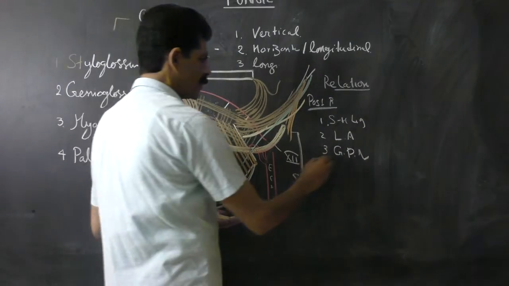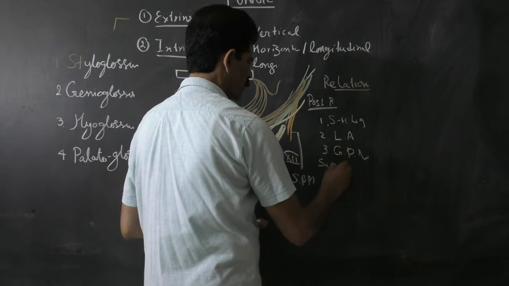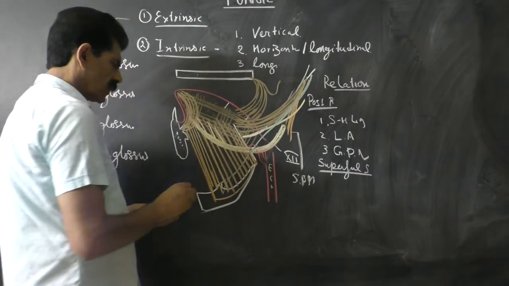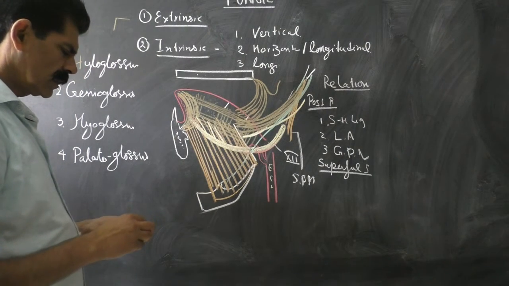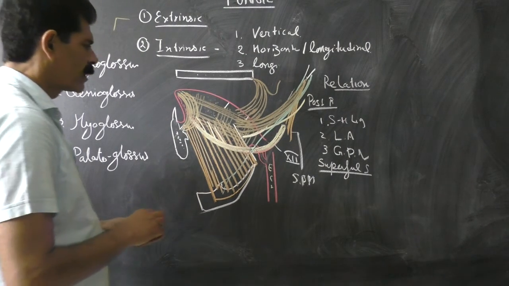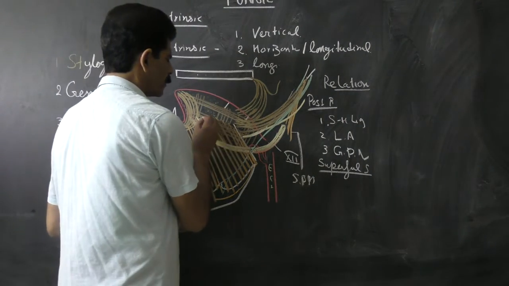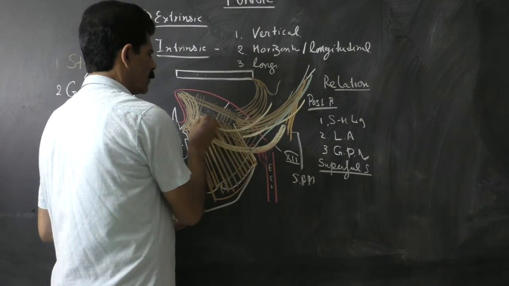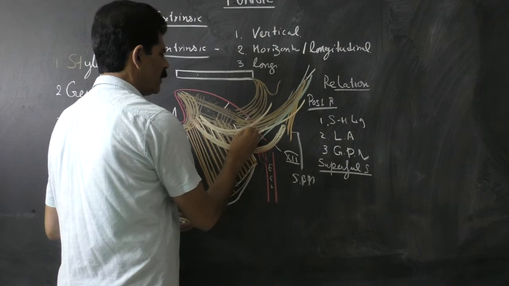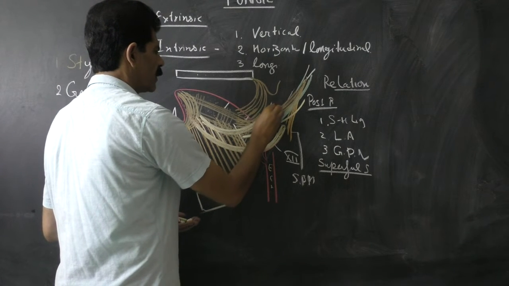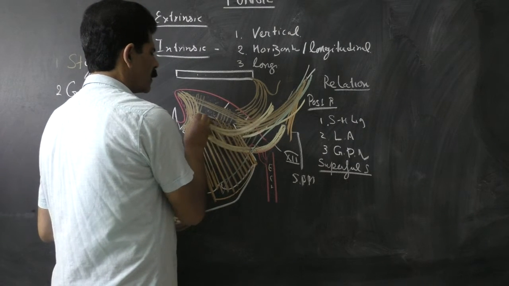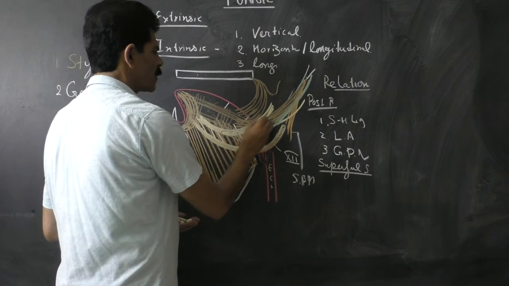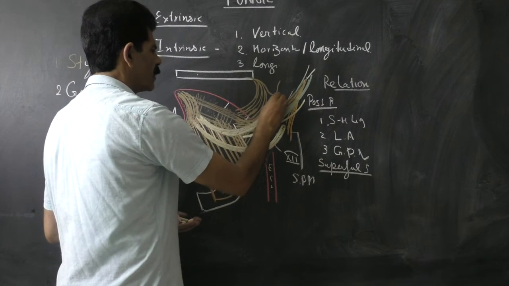Then comes the superficial surface of the hyoglossus muscle. So the superficial surface of the hyoglossus muscle in its uppermost part is related to the lingual nerve. The lingual nerve leaves the tongue from its posterior lateral part. It is a sensory nerve to the anterior two-thirds of the tongue, a branch of the mandibular nerve, posterior division of the anterior division.